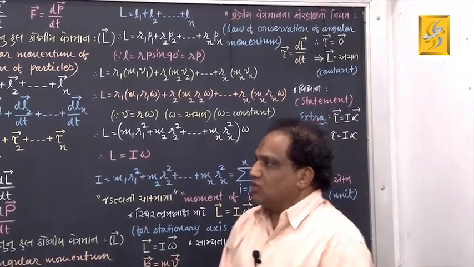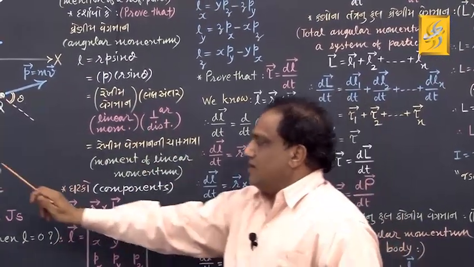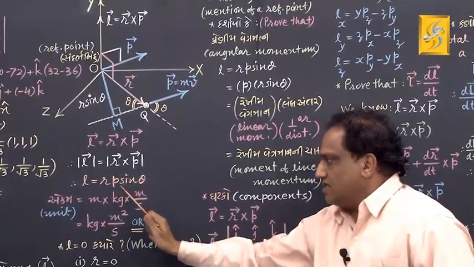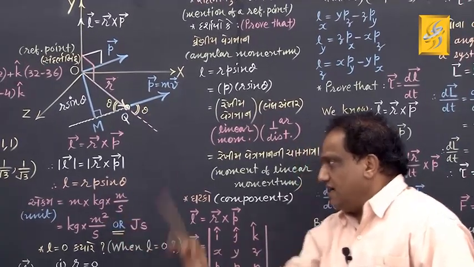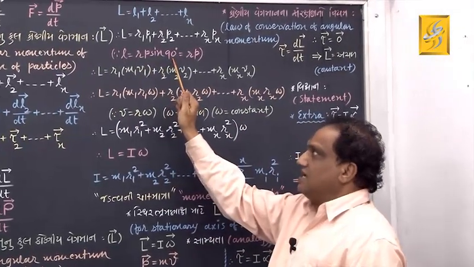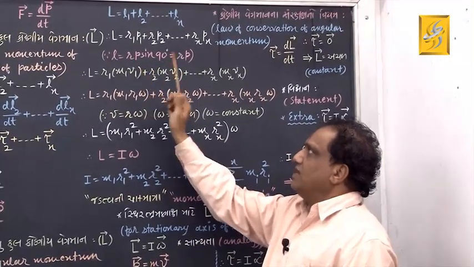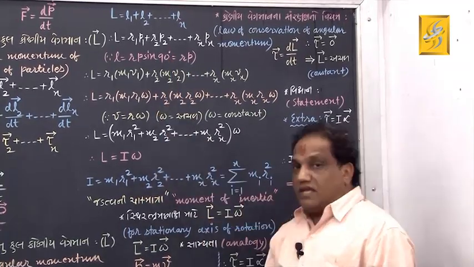But what is L equal to? L equals r p sin theta. Here theta is 90 degrees, so r p sin 90 degrees. Look here. L equals r p sin theta. Theta is 90 degrees, sin 90 is 1, so it is simply r into p. But you may have a question: why is theta 90 degrees?